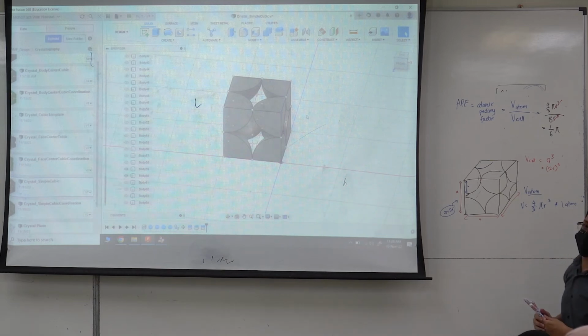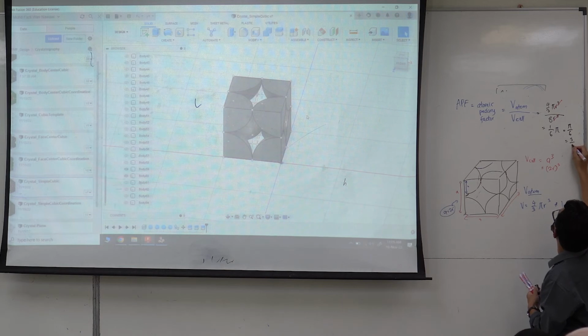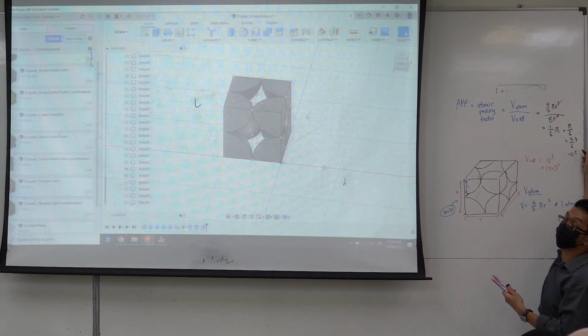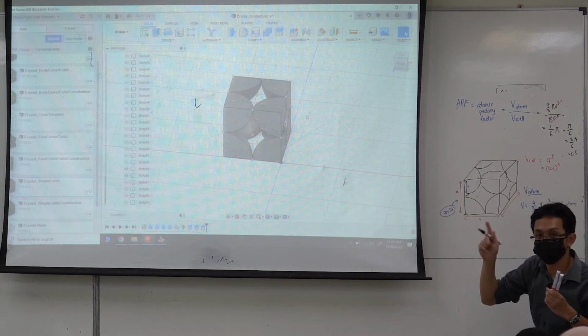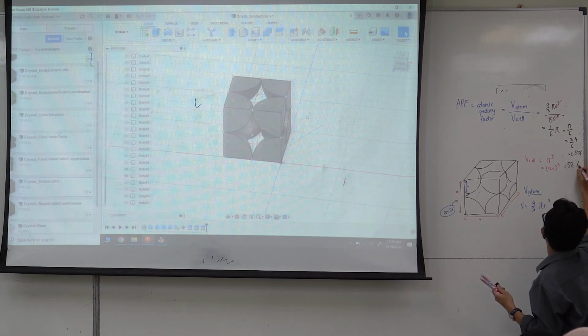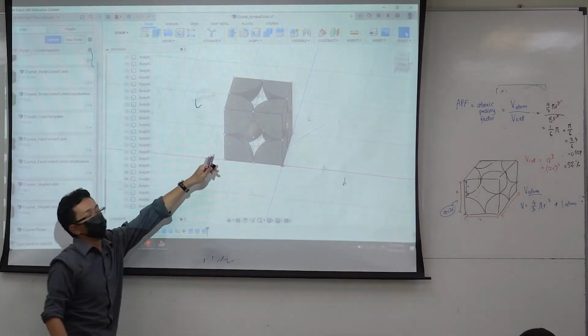3 divided by 6. No, this is basically pi/6. Pi is basically 3, right? 3/6, how much? 0.5? 0.524. What it means is that roughly 52% of the unit cube is filled by the atom.